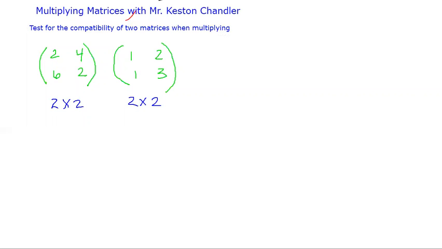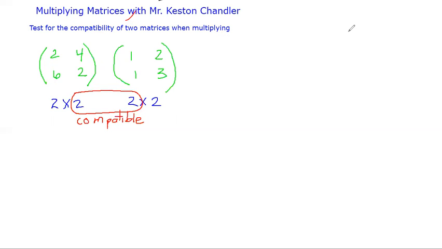Right? So we have 2 rows by 2 columns. Now to tell whether two matrices are compatible, we want to look at the numbers in the middle here. If these two numbers in the middle are the same, then we say that the matrix is compatible. If they're not, then they're not compatible and we can't multiply, right?